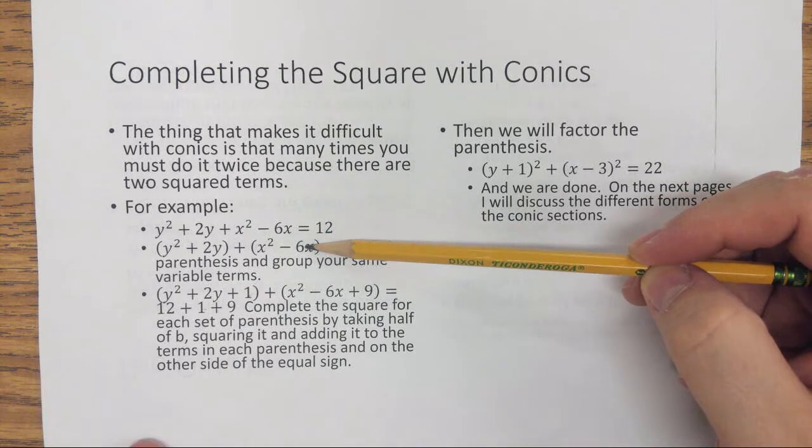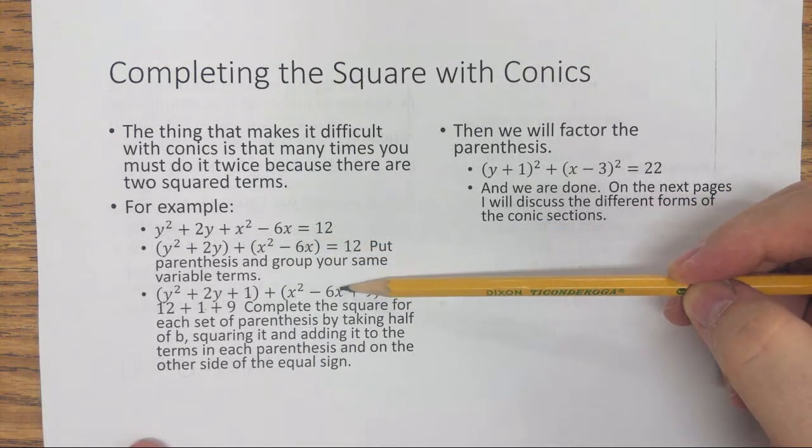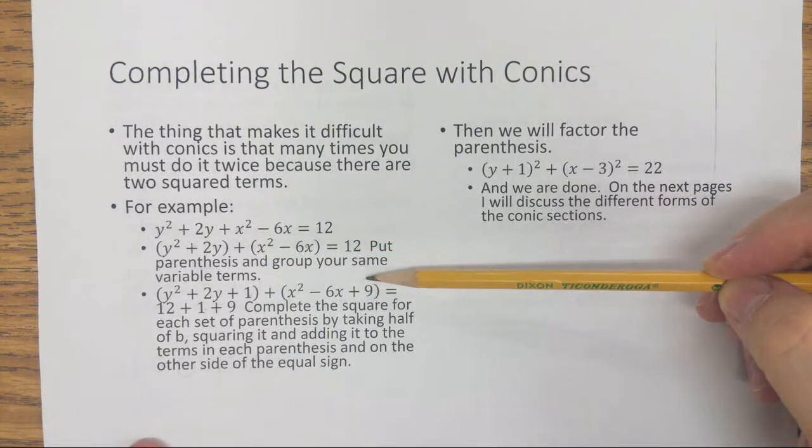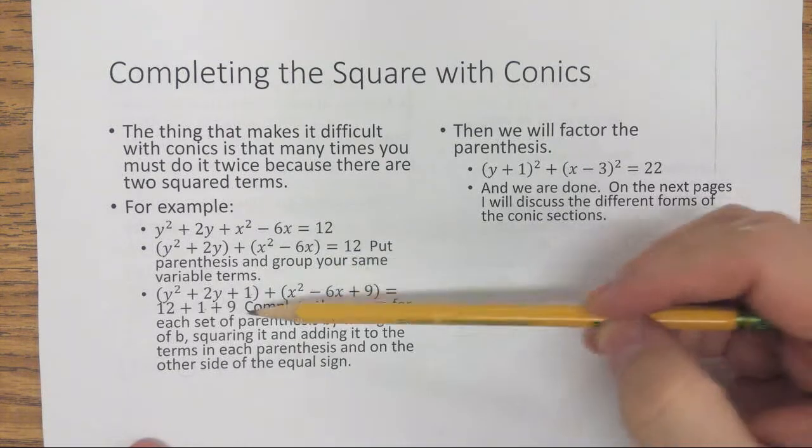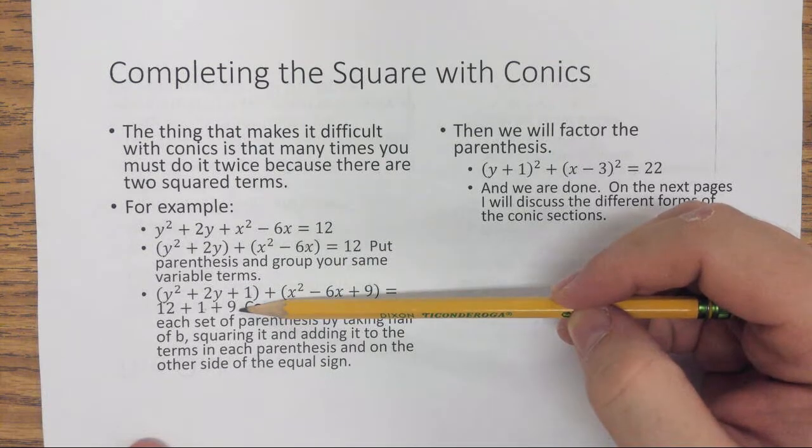Now I've got -6 for b for the x's. I'm going to take half of that, which gets me -3. I square -3, and I am adding 9 here. Because I added 9 over here, I added 9 on the other side too.